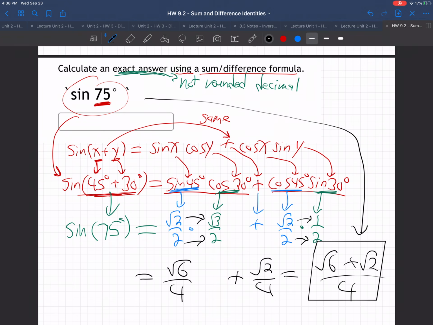No decimals that are rounded from our calculator. And we were able to get it, even though 75 is not on the unit circle, we used 45 and 30 using the sum of two angles formula for sine. The adding up two angles for sine. There we go.